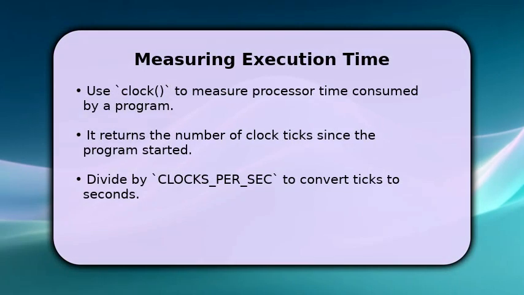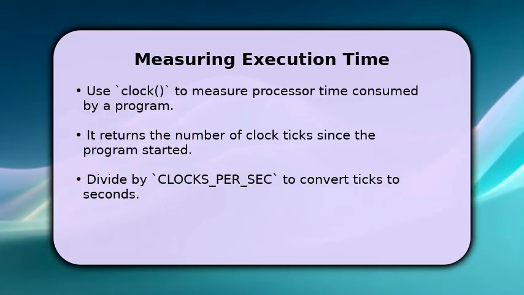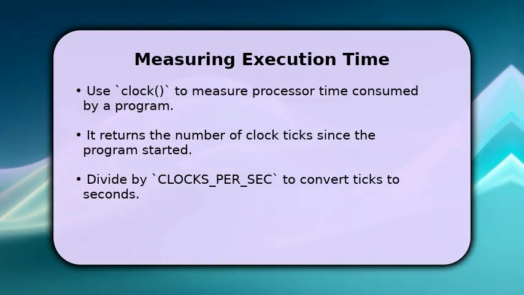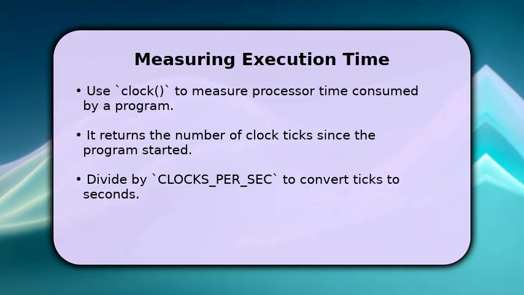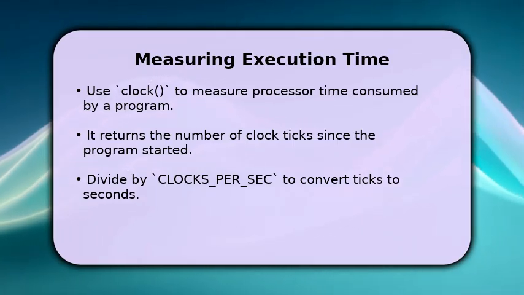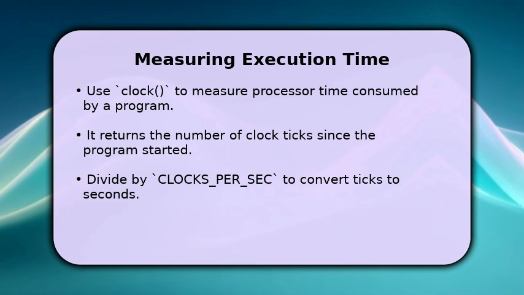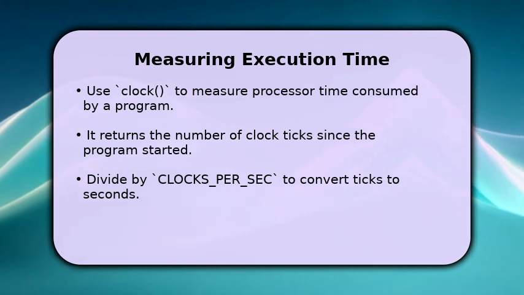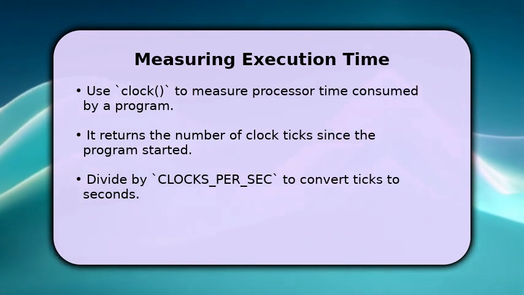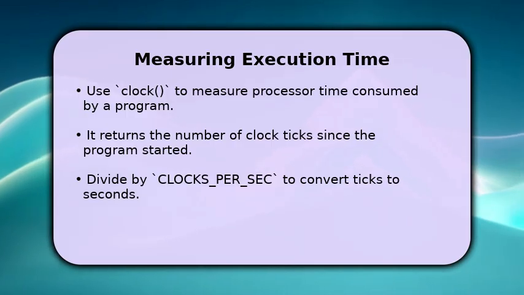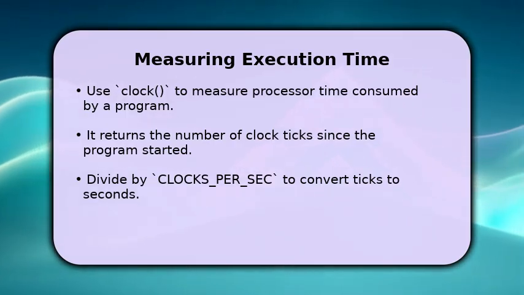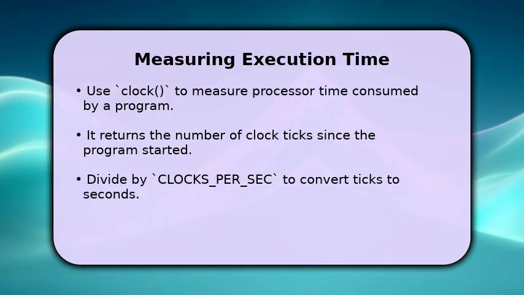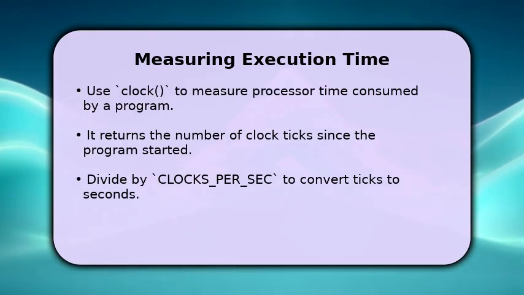To measure the execution time of a specific code segment, the clock function is invaluable. It returns the number of clock ticks that have elapsed since your program began running. To convert these ticks into a more understandable unit, like seconds, you simply divide the result by the CLOCKS_PER_SEC macro. This provides a precise measurement of the CPU time your program has utilized, helping you optimize performance.